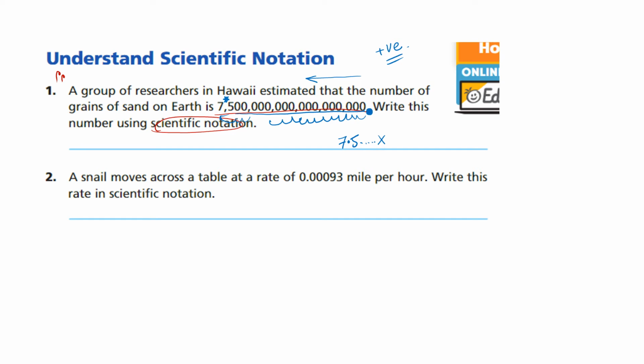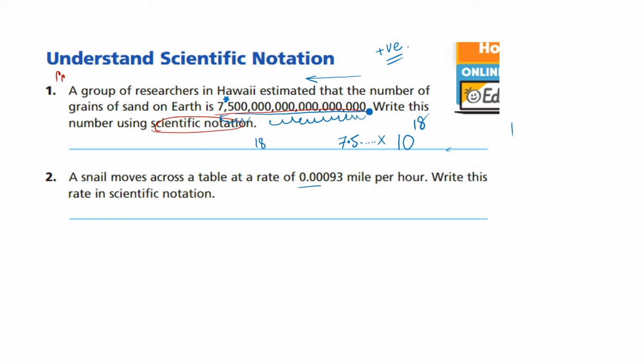Now then we have to write what? We have to write 10. And how many places have we moved? We have moved 18 places towards the left. So it means the 18 will be with the positive sign.